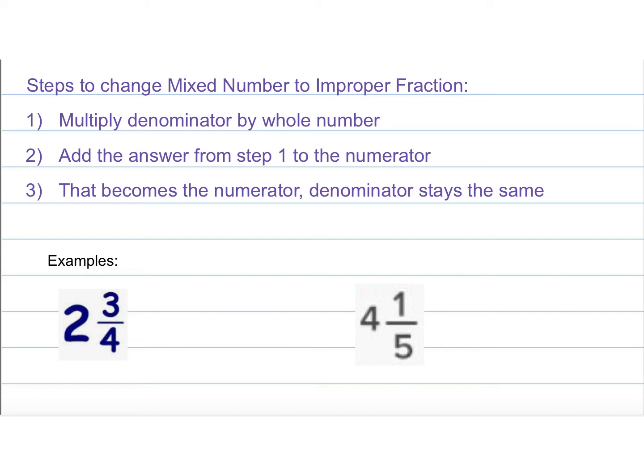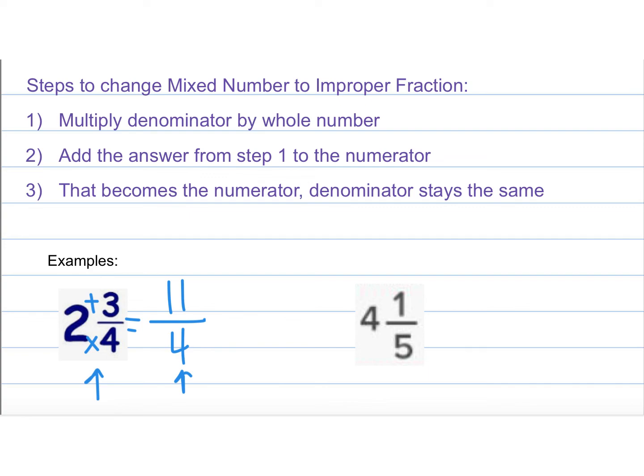So 2 3/4. The first step is to multiply the denominator by the whole number. So we do 4 times 2, which is 8. And then we add the numerator. 8 plus 3 is 11, so that becomes our numerator. And again, just like before, the denominator stays the same. So 2 3/4 is 11/4. Now, if this mixed number is in simplest form, then our answer when we turn it into an improper fraction should be in simplest form as well.